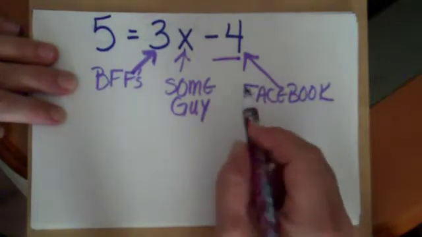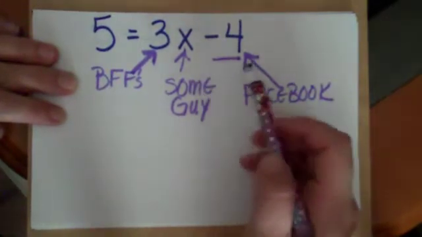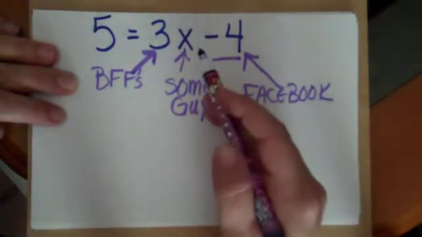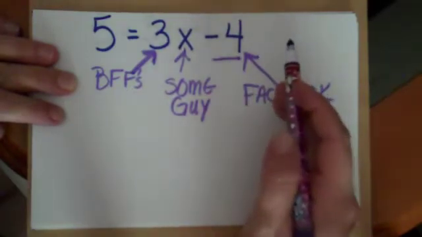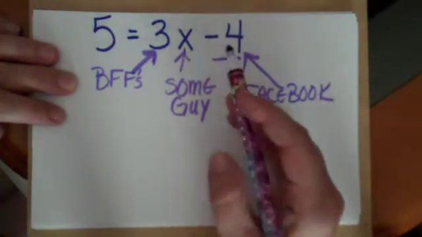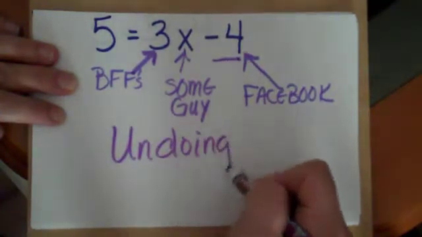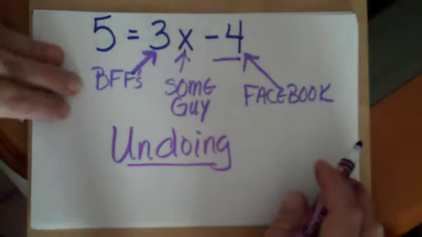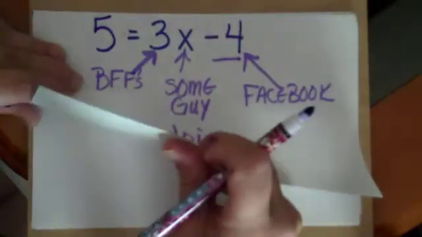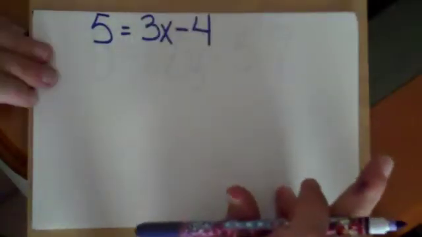Think of it like this. You're going to work away from X and then get closer to it. You're going to get rid of the things that are away from X first. Basically, we're undoing the equation. Okay? We're undoing it.